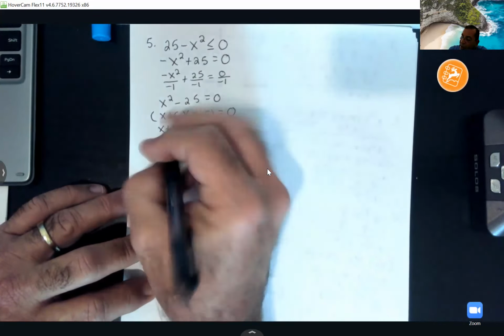So let's test 0 and see what happens. So I got 25 minus 0 squared. That has to be less than or equal to 0. All right, so 0 squared is 0. So I get 25 less than or equal to 0. Well, y'all, that one is definitely false again, because 25 is greater, not less than. So that's false. So we're not going to shade the middle again. We're going to shade the outsides.